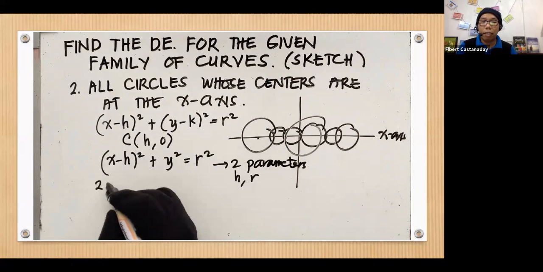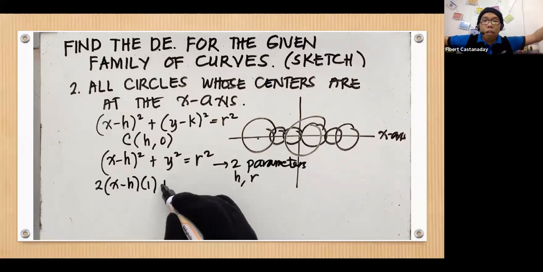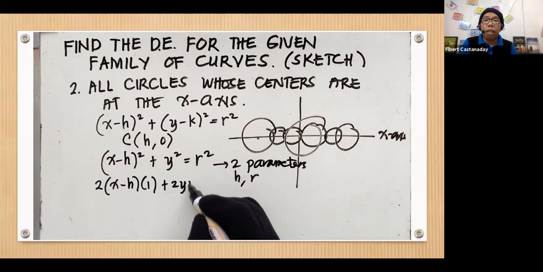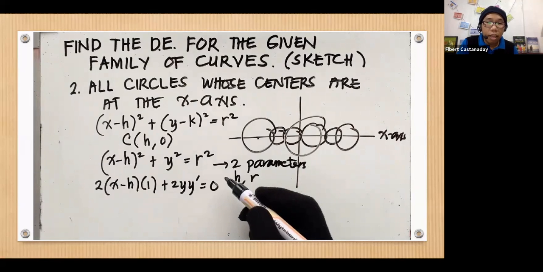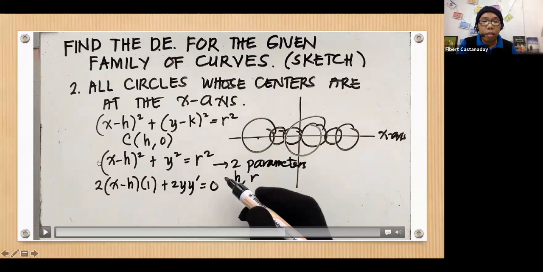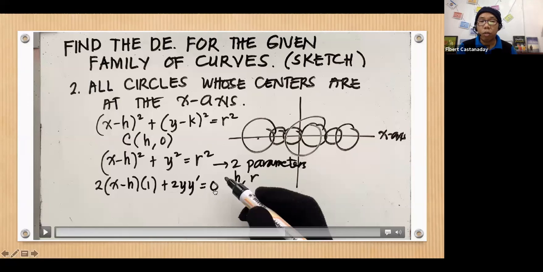Mag-differentiate ako dalawang beses, para makuha ko yung differential equation nitong family of circles, or all circles whose centers are at the x-axis. Okay, so now I have shown you here the result of differentiating this equation. So ano lang yan, 2 times (x minus h), derivative ni x minus h is 1, and then derivative ni y squared which is 2y prime. Derivative ni r squared, r is, ano yung r? Arbitrary constant, di ba? So derivative ng constant is 0. That's why nawala na yung r.